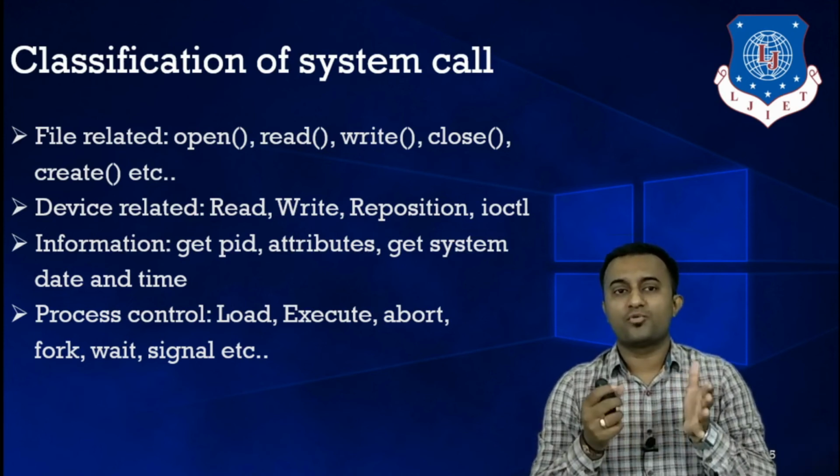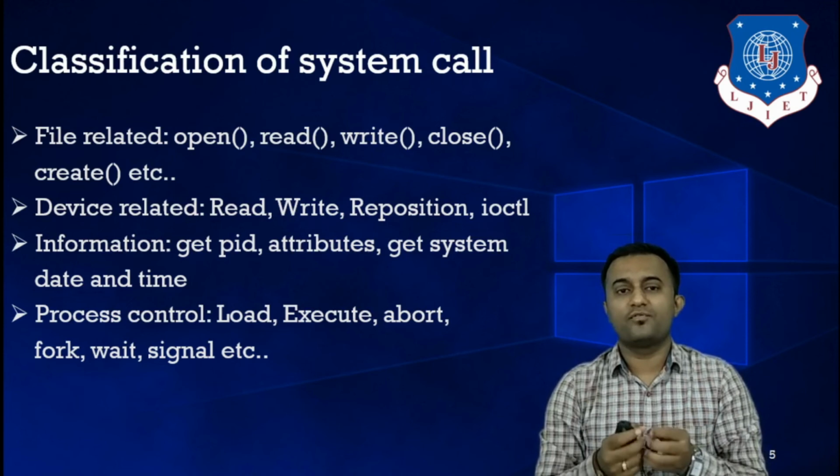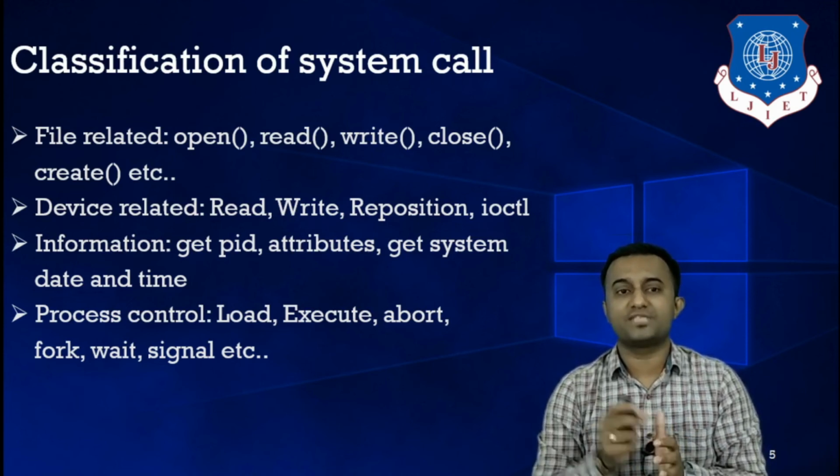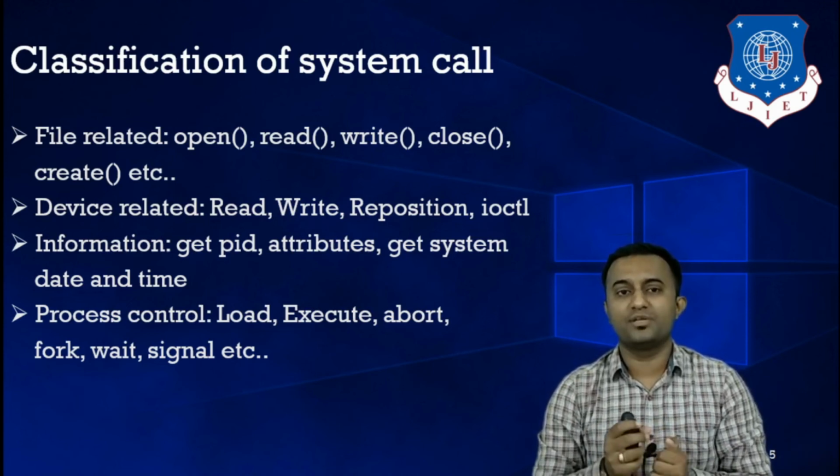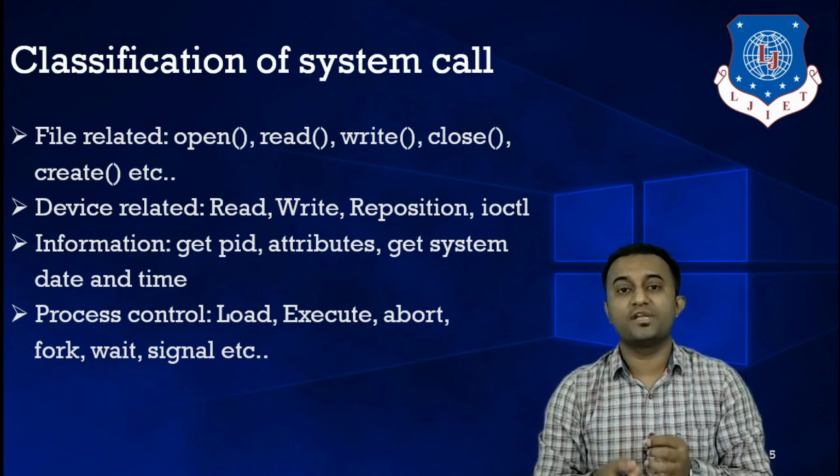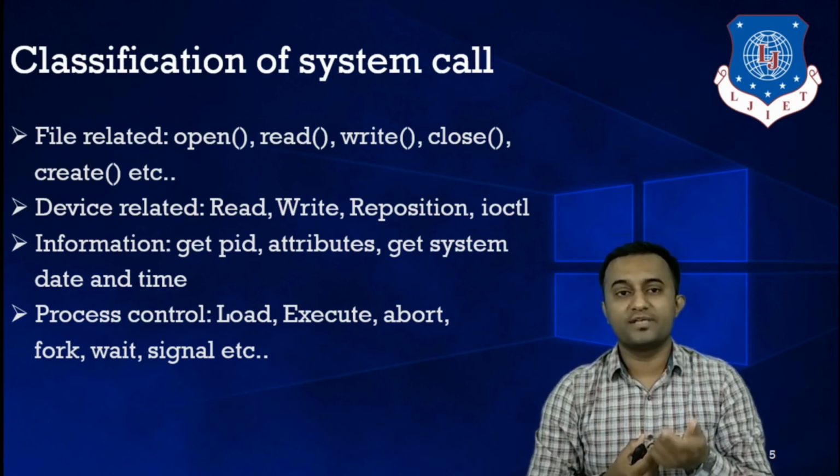Okay, so in the process control category we have: if you want to load something, if you want to execute something, execute the process. If you want to abort the process, explicitly terminate the process, in that case the abort system call will work. Fork, as I told you, is to create child processes.